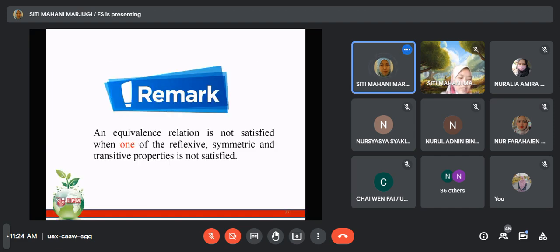Okay, so take note here. An equivalence relation is not certified when one of the reflexive, symmetric and transitive properties is not certified. If even one cannot be satisfied, it is not certified. Make sure all the properties are certified: reflexive, symmetric and transitive must all be certified. Only then can we say this is an equivalence relation.